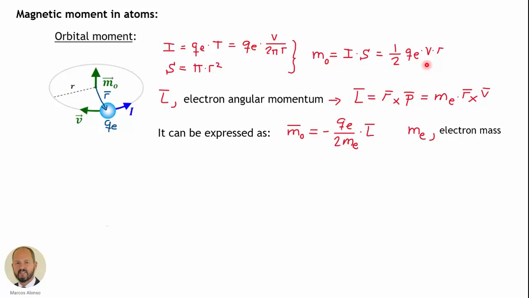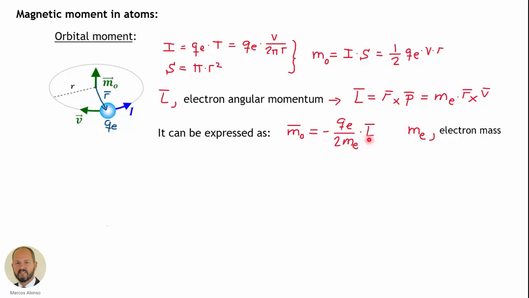But usually it is preferred to represent the moment as a function of the electron angular momentum, which is given by this expression, the vector r cross product the momentum. Here P is the momentum, the linear momentum of the electron, which can be expressed as its mass times its velocity. So we get this equation here, and finally the orbital moment can be expressed as a function of the angular momentum as shown here.